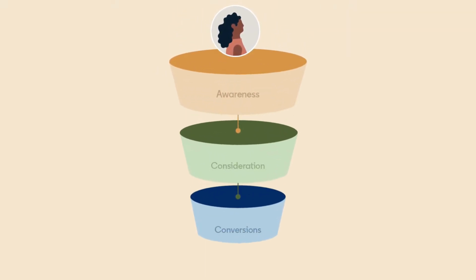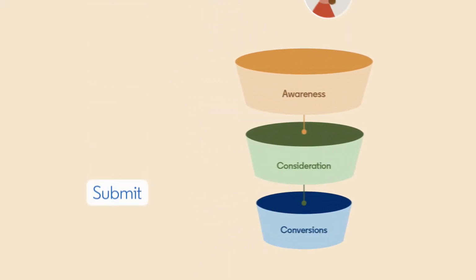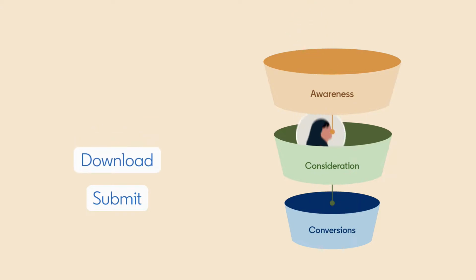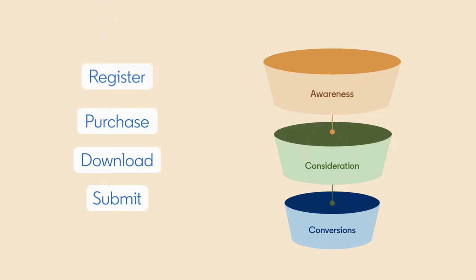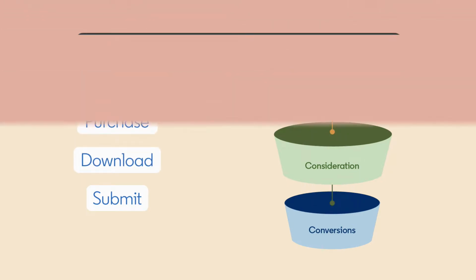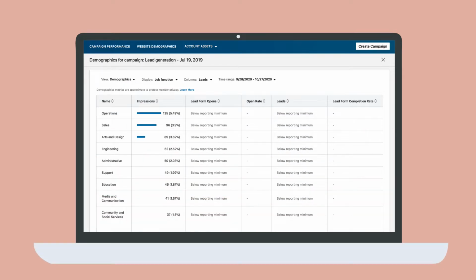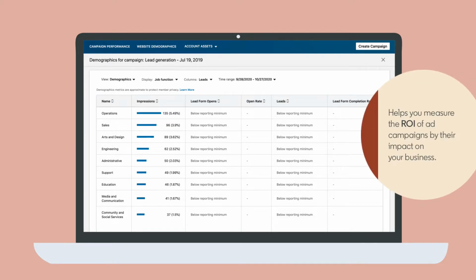Conversions are actions that you've defined as valuable to your business, like submitting leads, downloading content, making purchases, or registering for events. Conversion tracking shows how many people took those actions after clicking or viewing your LinkedIn ads. This helps you measure the ROI of ad campaigns by their impact on your business.